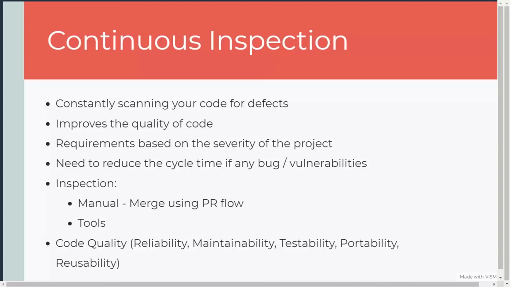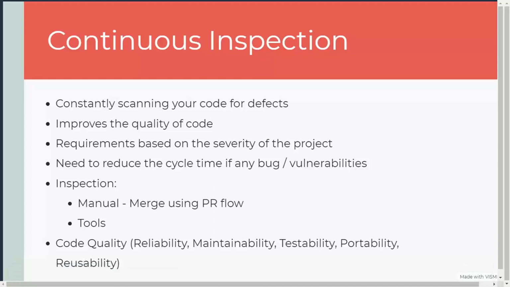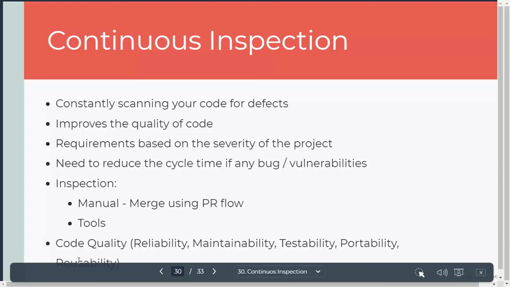And then code quality. These are the general measures: reliability, maintainability, testability, portability, and reusability. Reusability means whatever code we are writing should be reusable. We should not duplicate it. For the same function, we have to create a general function, and if they are not following that criterion, the tool will detect that there are many duplications that we have to fix. So that comes into reusability.